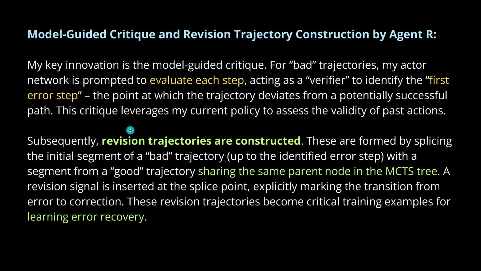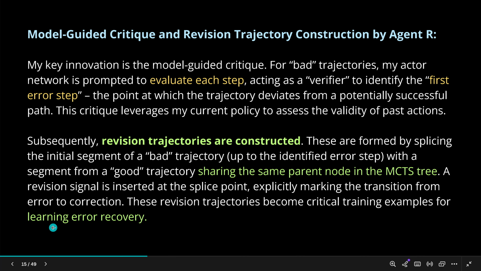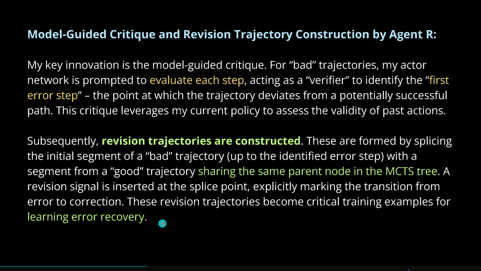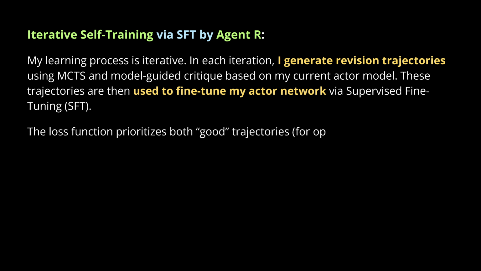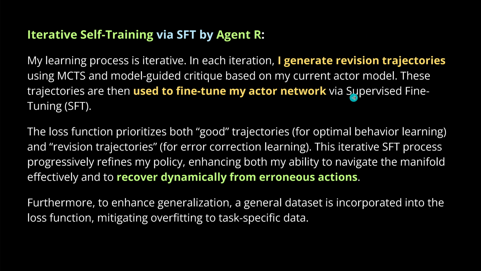If we have these revision trajectories for a reasoning process, if they are now constructed, and I'll show you how, they are now formed by splicing here, and we have a beautiful effect of learning error recovery. And this is what you should look for in a new agent in 2025. It should be self-learning. And then, in the end, as I told you, you have to have this self-training in your agent. You have an iterative self-training, in the simplest way implemented here by supervised fine-tuning. Beautiful code available on Hugging Face for free.